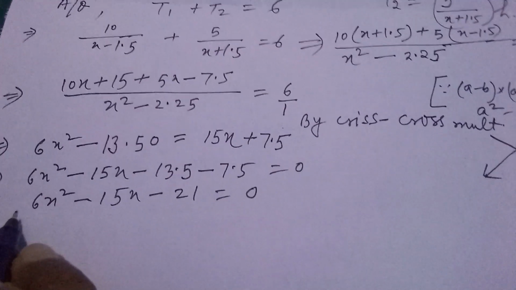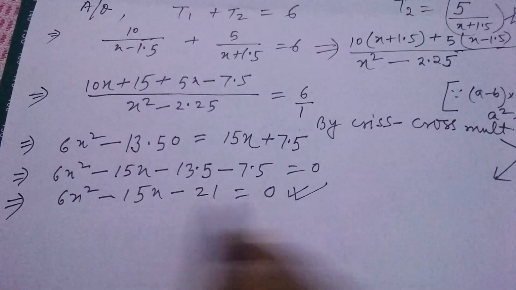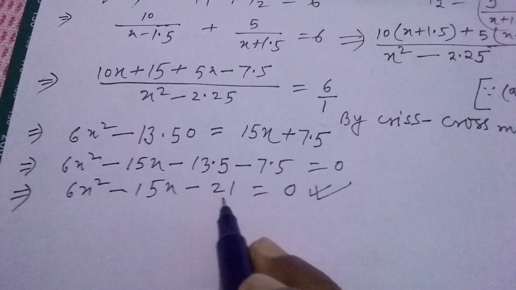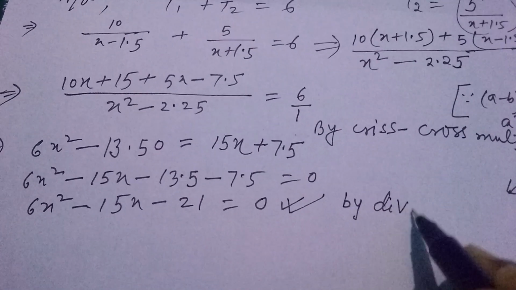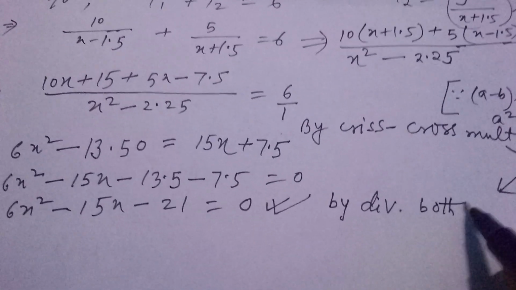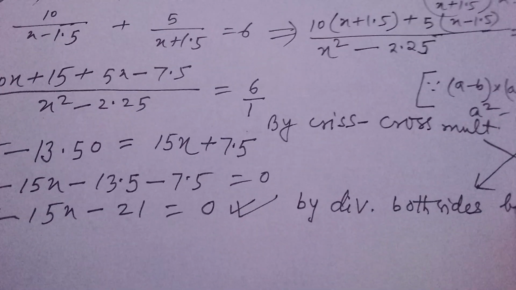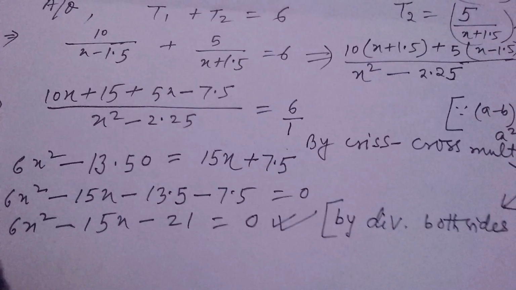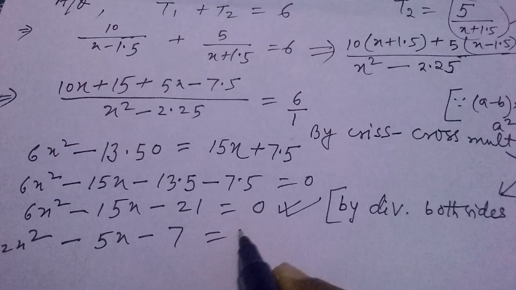And now you find that this is a quadratic equation. This became a quadratic equation. And now in all these three terms you find 3 is a common factor. So by dividing both sides by 3, what do we get? We get 2x square minus 5x minus 7 equals 0.